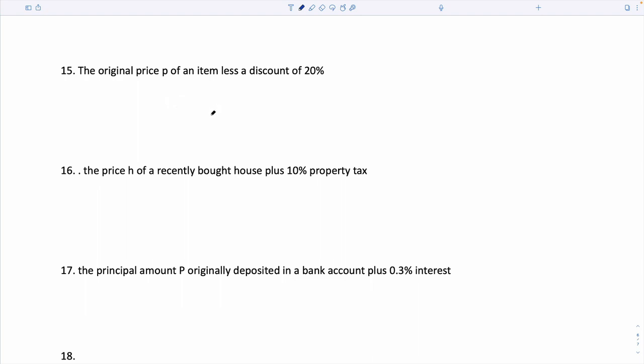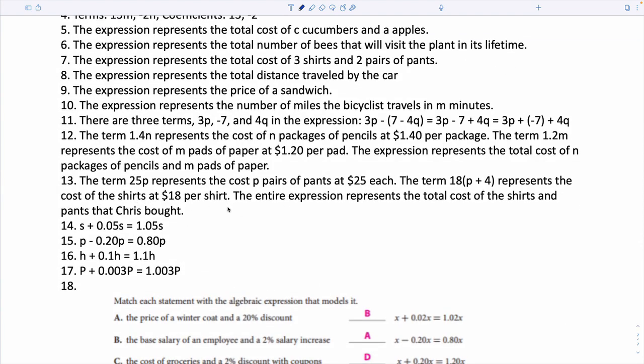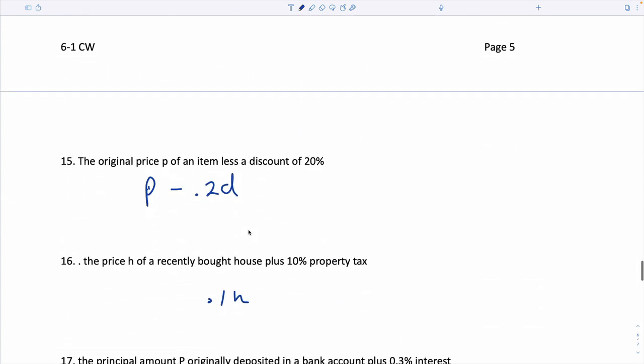The price B of an item last day discount of 20%. It's 15, 16 on here. 15 and 16 all on here. Okay, 3 minutes 2D, 15.